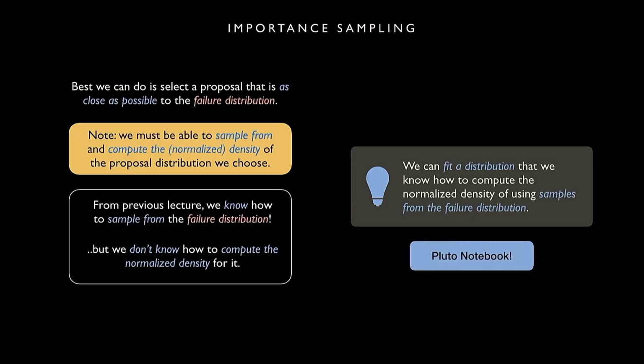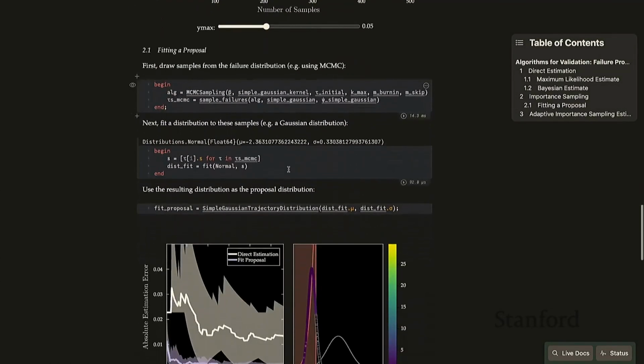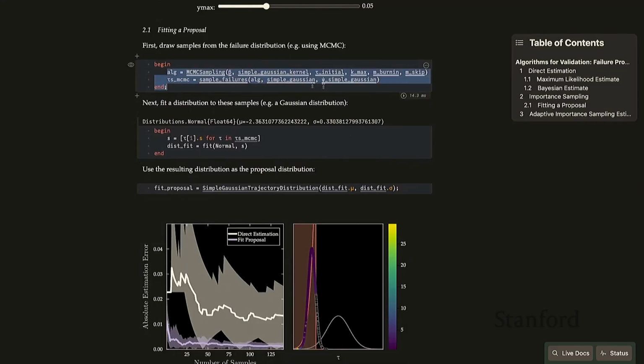Okay, so I think we have just enough time before we wrap up for me to show you this Pluto notebook, and then we'll have to pick up where we left off next lecture. So what's going on here is we draw samples from our failure distribution. We can do that using any method that we talked about in the previous lecture for drawing samples. Here I'm using MCMC sampling to draw samples from our simple Gaussian distribution. And then all I do is call fit on those samples, and I fit a new normal distribution to those samples and use that as our new proposal.